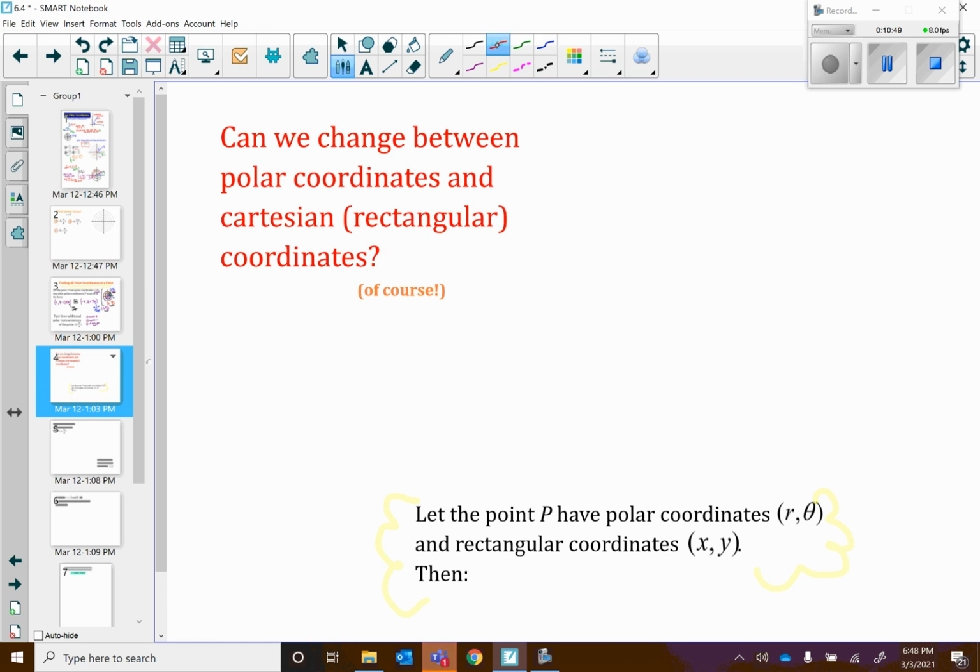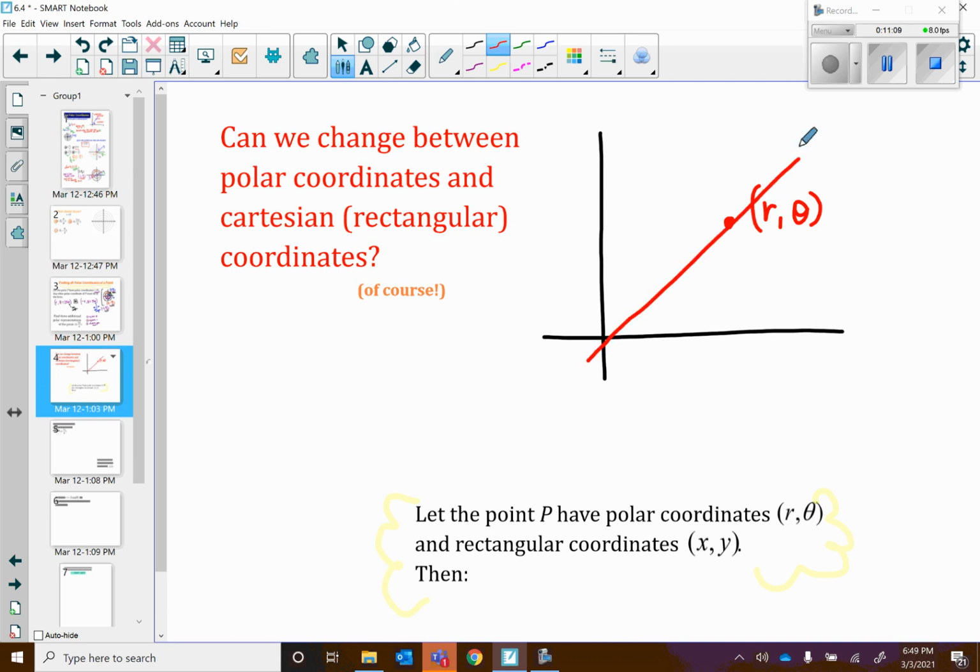The last thing in this video is going to be talking about changing between the polar coordinate system and the rectangular coordinate system. And of course we can do that. So let's draw these both on the same axis. If this is the point r, theta, that means this distance right here is r, and this angle right here is theta, but we could also name this point x, y, where this is our x distance and this is our y distance.